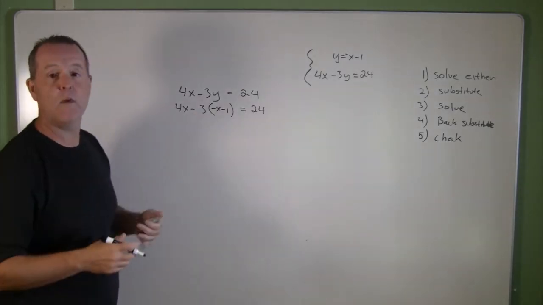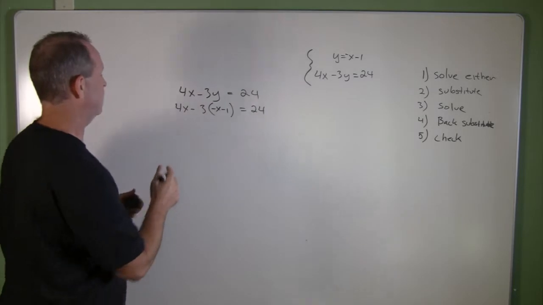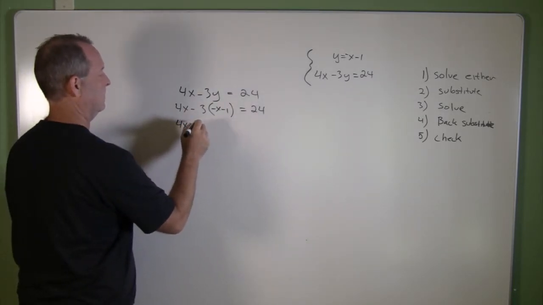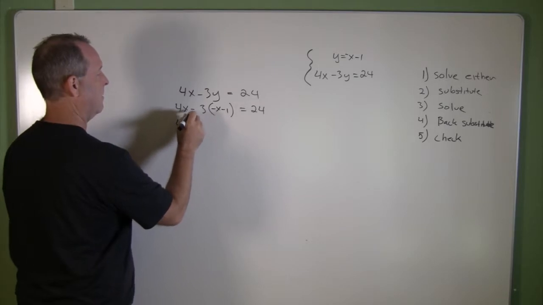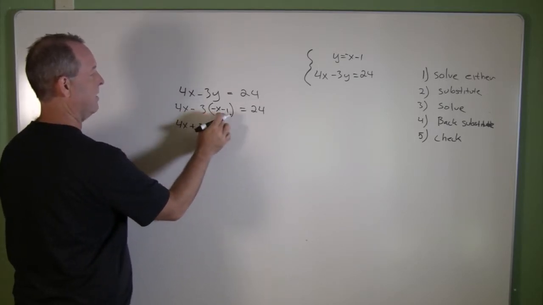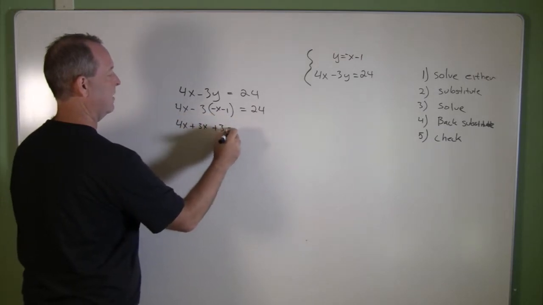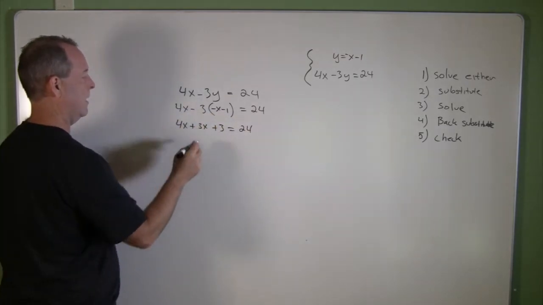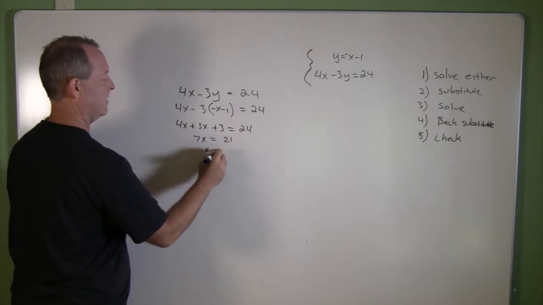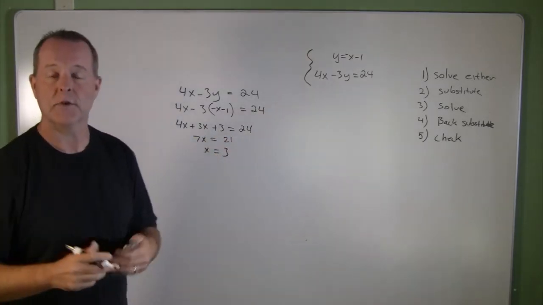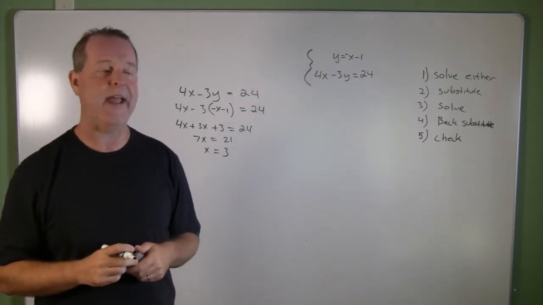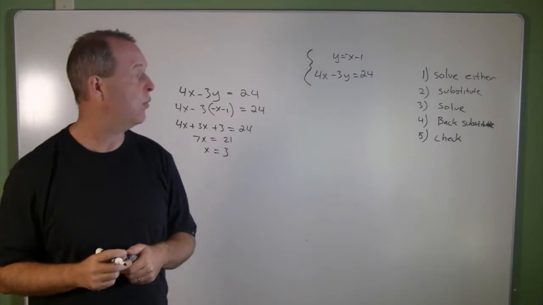I'm going to solve this for the variable that's remaining, which is x. Minus 3 times minus x gives me a plus 3x. Minus 3 times a minus 1 gives me a positive 3, equals 24. 7x equals 21. x equals 3. So solving that system down using some of our algebra skills, we discovered that in this case x equals 3.